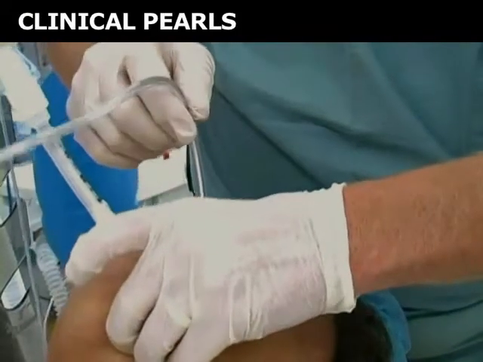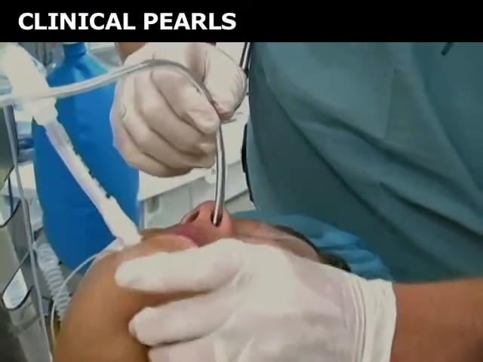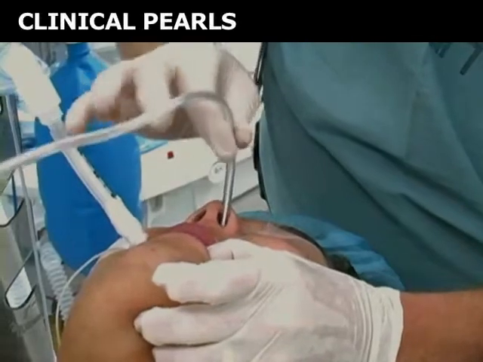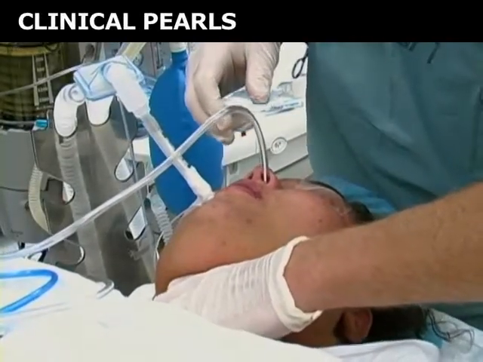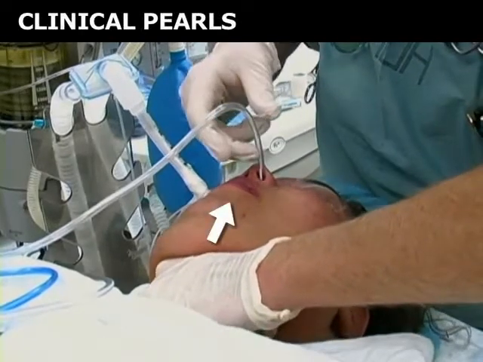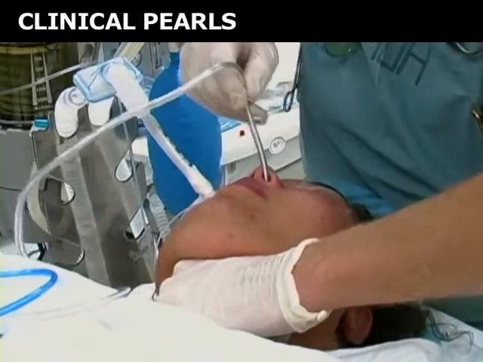Displace the mandible anteriorly to open up the esophagus. As you lift the jaw, simultaneously advance the tube. Alternatively, grasp the larynx in the non-dominant hand and lift upward and anteriorly. Advance the tube into the esophagus.